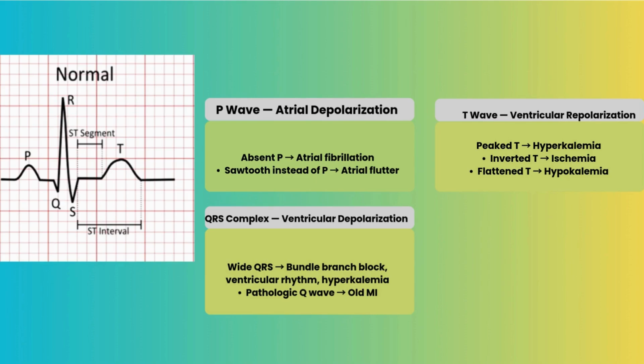QRS complex represents the ventricular depolarization, that is, the electrical current flowing through the ventricles. When we see the QRS complex, the next thing we expect is that the ventricles should contract and you should feel the pulse when the ventricles contract. T wave represents ventricular repolarization. That means the resting phase for the ventricles.